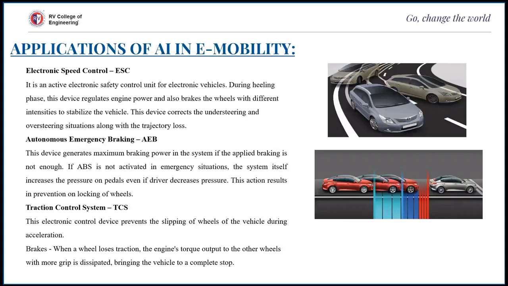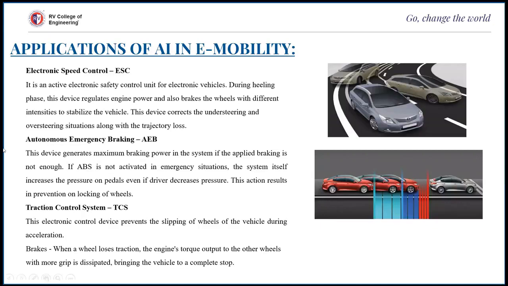In understeering situations, this device brakes the rear wheels inwards and then brings the vehicle into stability. The same happens in the case of oversteering, where the brakes are applied to the front wheel and that too in the outward direction so as to generate a mechanical movement in the correct direction. This is the role of electronic speed control.